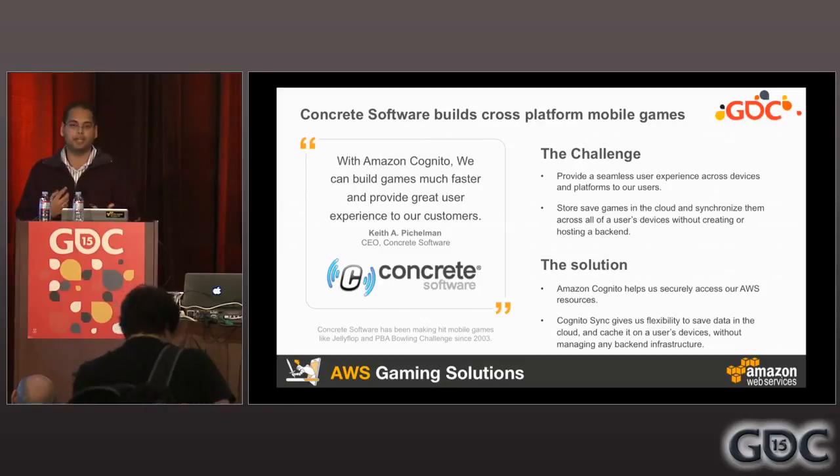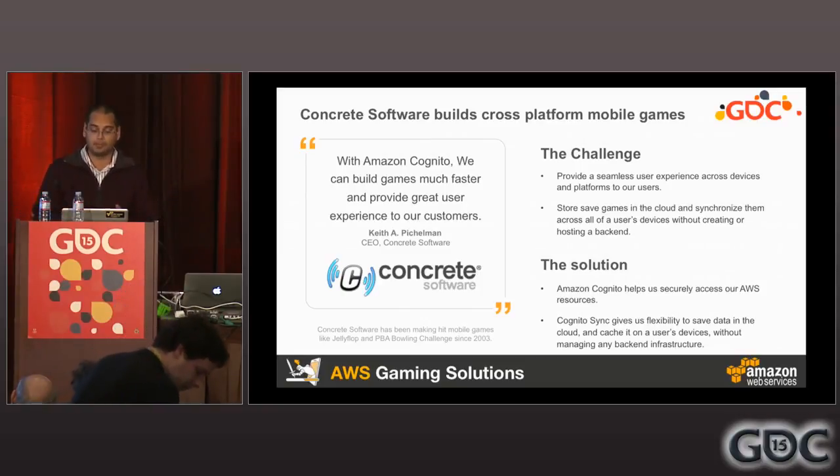So I want to give an example of a company, a mobile gaming company that uses Cognito. Concrete Software is a game developer. They leverage Cognito so they don't have to maintain and manage their own authentication backend. They're also very heavy users of Cognito Sync, and so they don't have to worry about provisioning storage or writing custom logic on managing cross-device sync between the different devices. And so their customers have a very seamless experience.